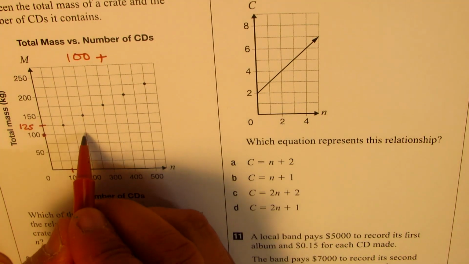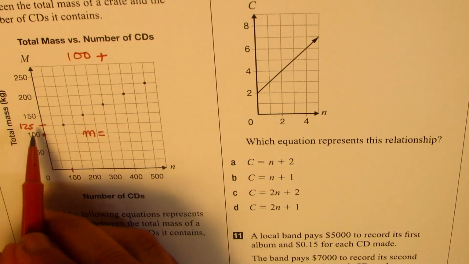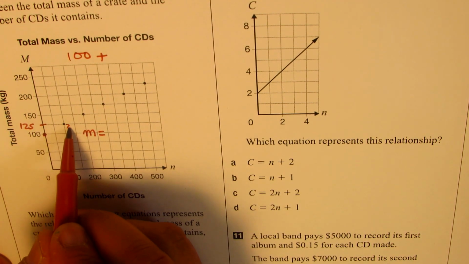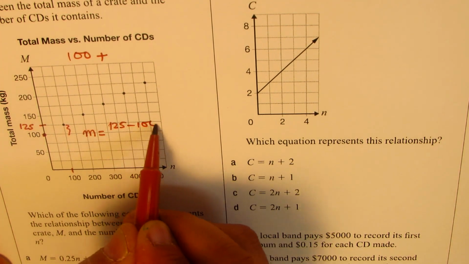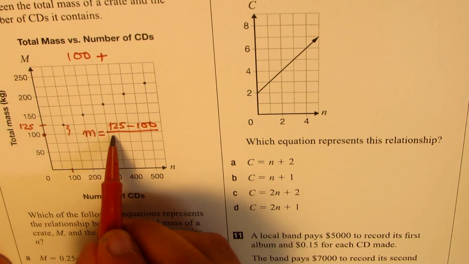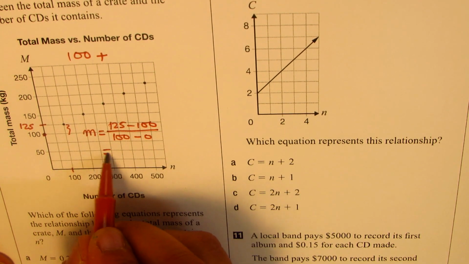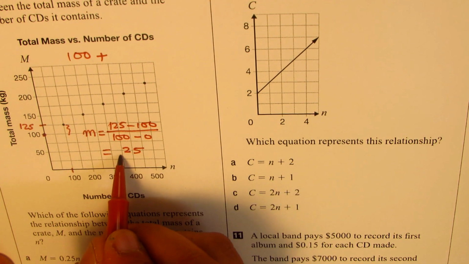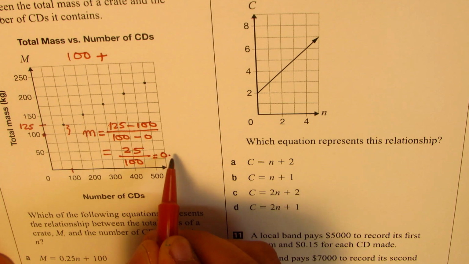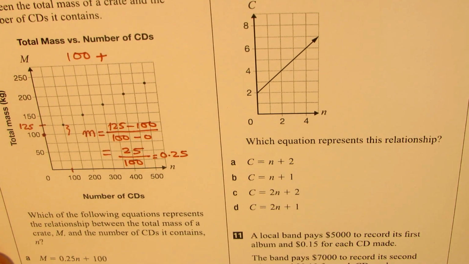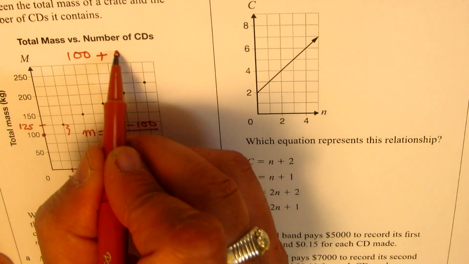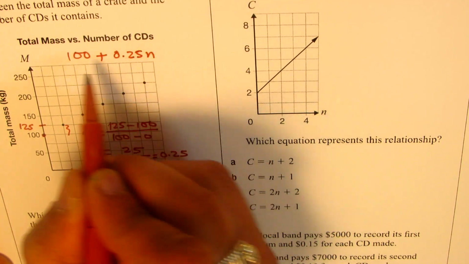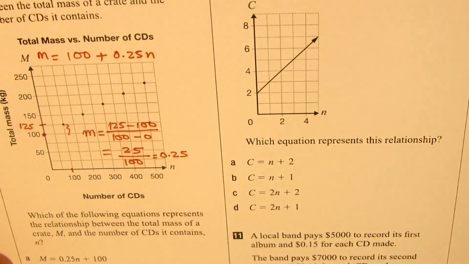Let me write down here. In this case, M will be equal to the change in Y value, 125 minus 100, over the change in the X value, 100 minus 0. So that gives you 25 over 100, which is 0.25. Is that clear? Correct? So that is one way of doing it. So we get the rate at 0.25, and therefore the equation is 0.25 N. Correct? So that becomes the relation with the mass.